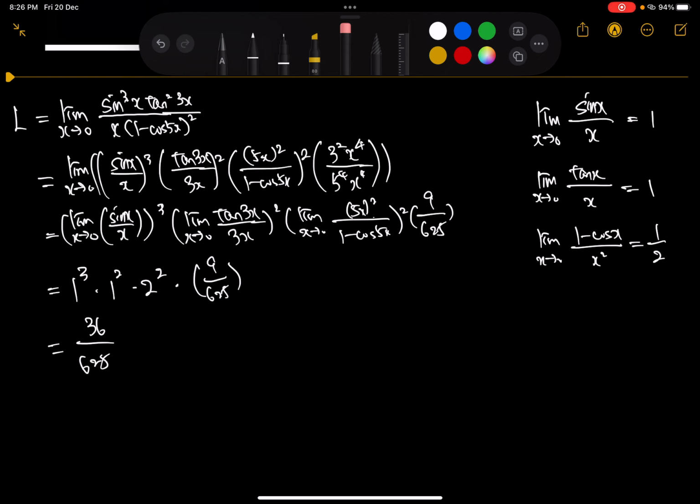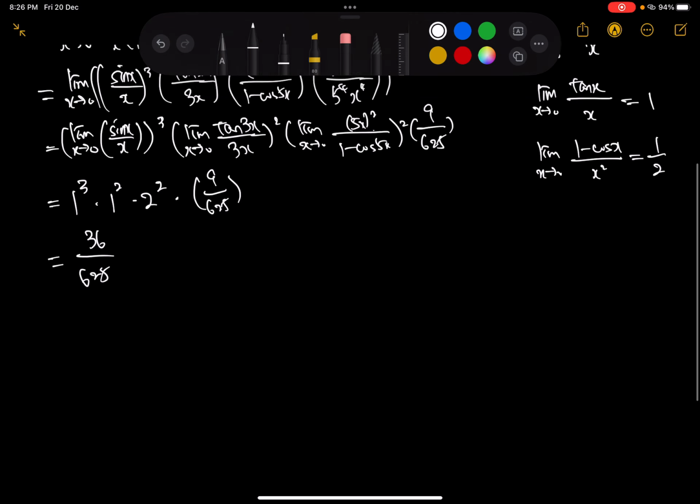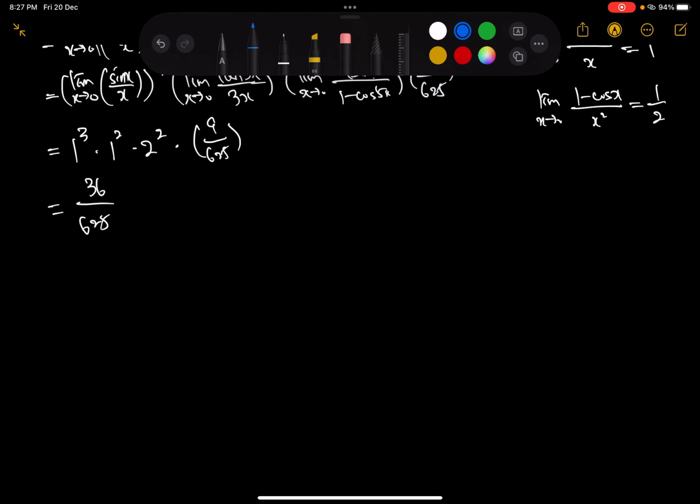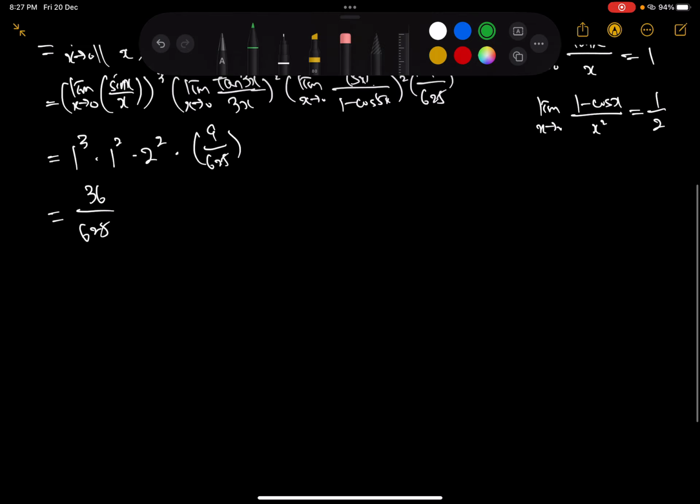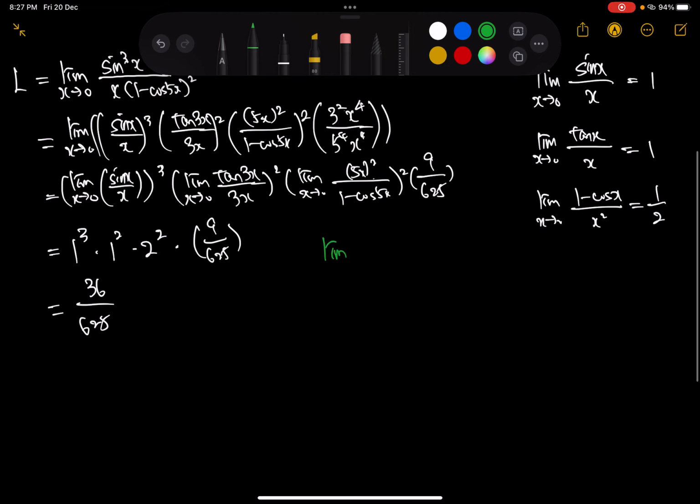But these could all be proved by L'Hopital's rule. So let's do that right now. Obviously the limit of sine x over x as x goes to 0: sine 0 is 0, so we could use L'Hopital's rule. That's cosine x over 1, which is why this is 1.